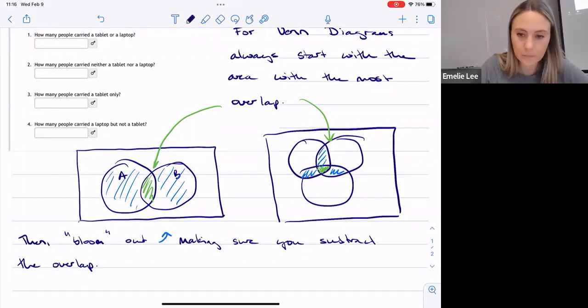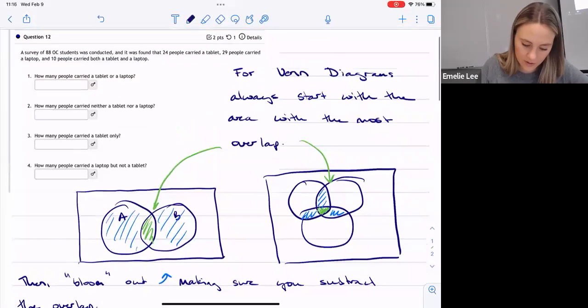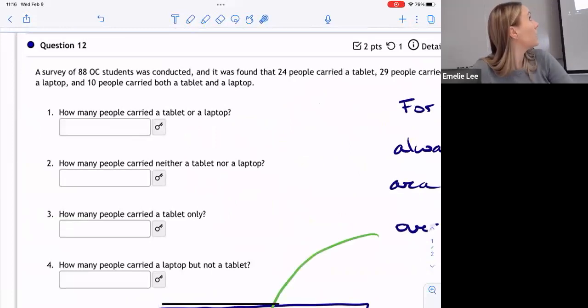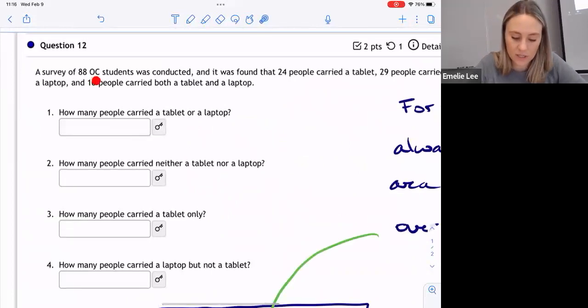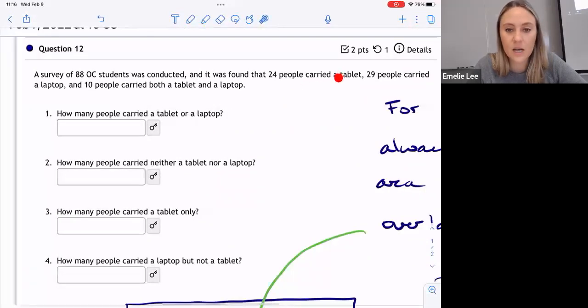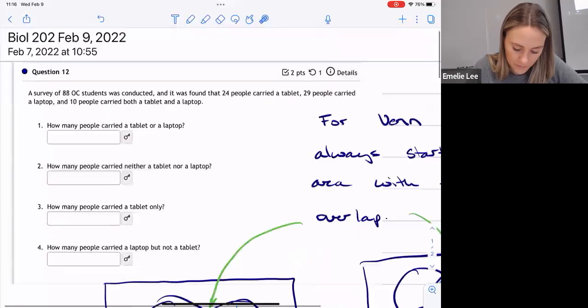So then what we get here is, let's do this example. A survey of 88 OC students was conducted, and it was found that 24 people carried a tablet, 29 people carried a laptop, and 10 people carried both a tablet and a laptop.